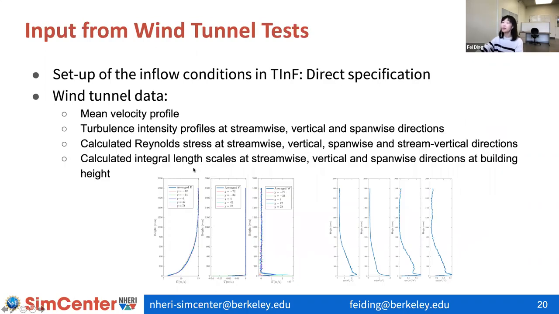So to set up the inflow conditions in WEUQ, we use the TInF function direct specification. So we upload all the wind tunnel data collected from the wind tunnel experiments, directly uploading the files to WEUQ to generate inflow turbulence profiles that characterize the specific atmospheric boundary layer flows. The data we can obtain from the wind tunnel is mean velocity profiles and turbulence intensity profiles in the streamwise, vertical and spanwise directions.